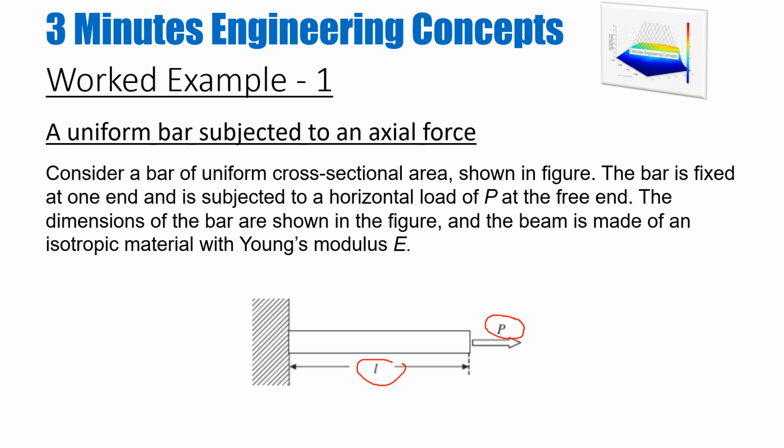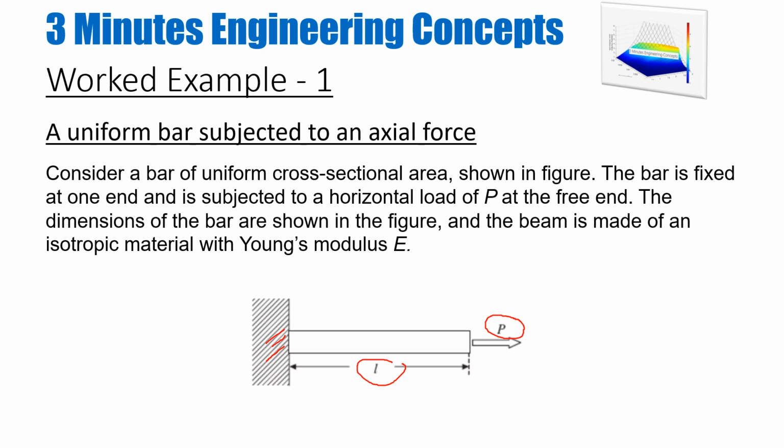Once we move to the more real examples, I will give you more numerical examples. So consider a bar of uniform cross-sectional area. So the area of the cross-section is constant throughout the length. As shown in the figure, the bar is fixed at one end, so it's fixed from this side here, and is subjected to a horizontal load of P at the free end.